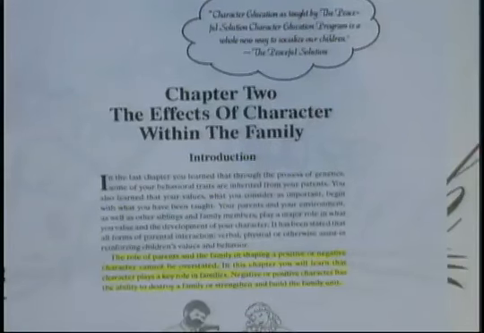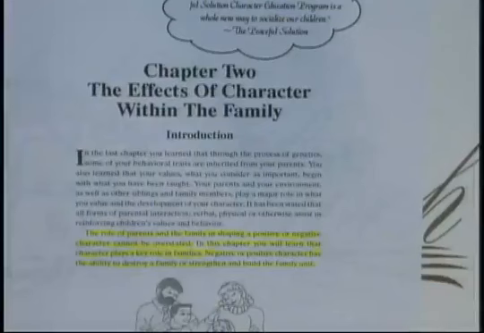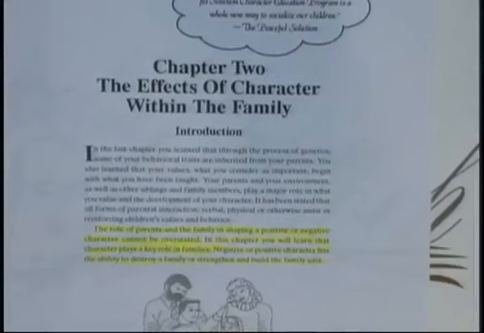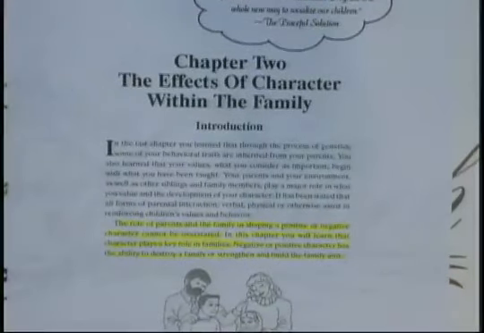Okay? So you're going to have this. So we're going to go back here. And in the middle of this page, on page 35 of the responsibility, we'll start with character unit, page 35. It says, the role of parents and the family in shaping a positive or negative character cannot be overstated. That means it's important, right? It cannot be overstated. And it talks about in this chapter, which we learned already, you will learn that character plays a key role in families. Negative or positive character has the ability to destroy or strengthen a family.